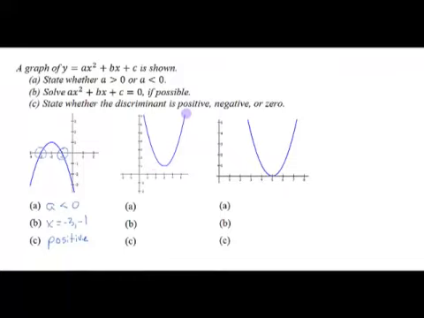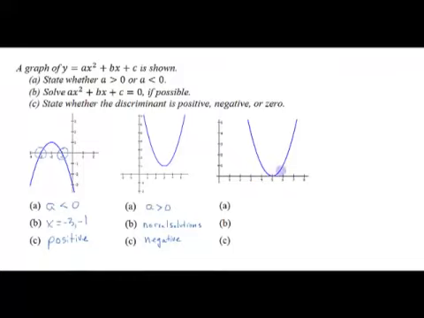Here I have a parabola that's opening up, so a must be positive. If I try to solve this, there are no places on the graph where y is 0 because the graph doesn't dip down low enough in order to cross that x-axis. So there are no real solutions here. That must mean that my discriminant was a negative number because I have no real solutions, only two imaginary solutions.